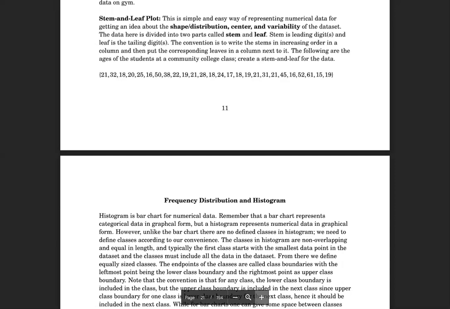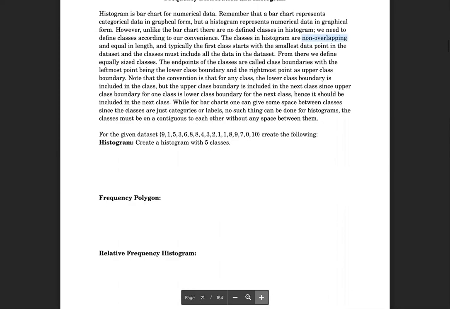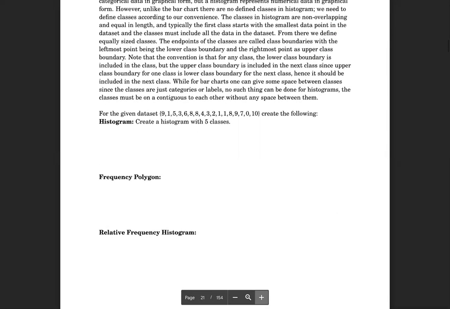All right. Enough of this. Now we're going to talk about some other things involving this. One is histogram. All right. We're going to talk about histogram. Remember bar chart? We talked about bar chart.